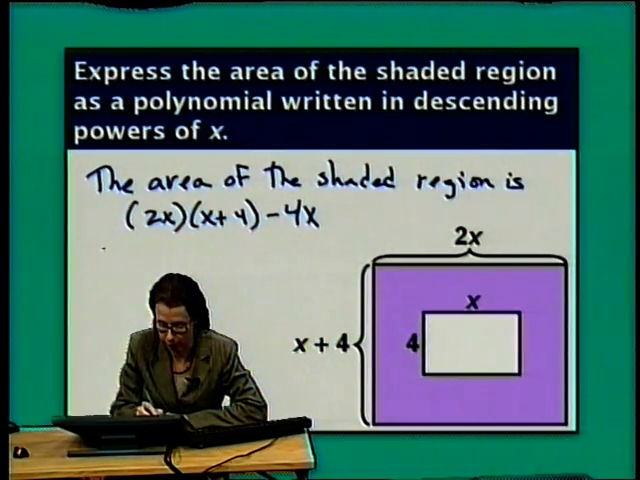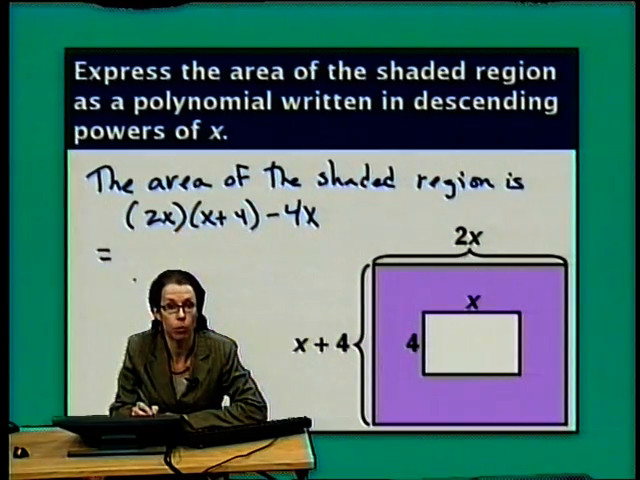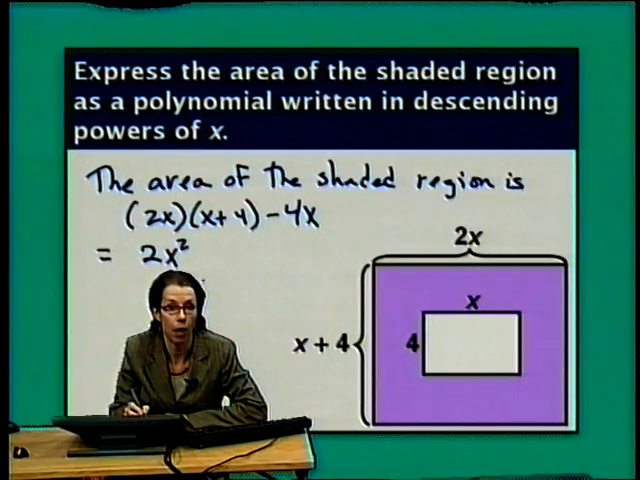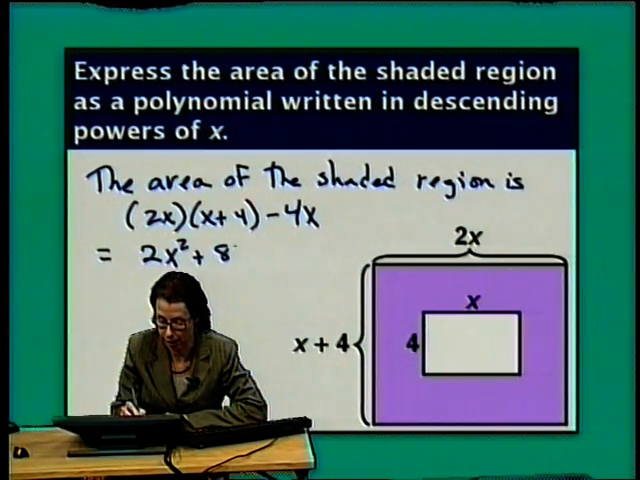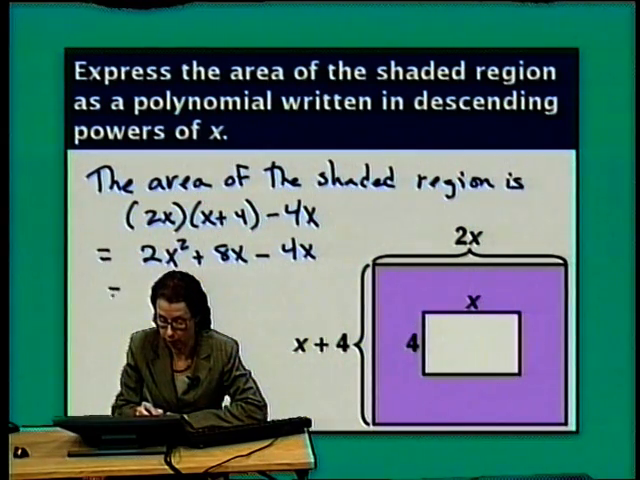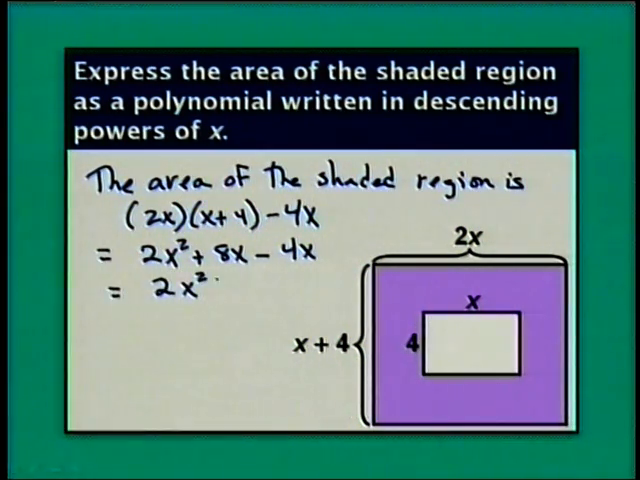Let's simplify this. Using the distributive property, 2x times x is 2x squared, plus 2x times 4, that's 8x, minus 4x. And simplifying, I get 2x squared plus 4x. The polynomial expression I have is already written in descending powers of x. Now we can do a little bit more with this problem.